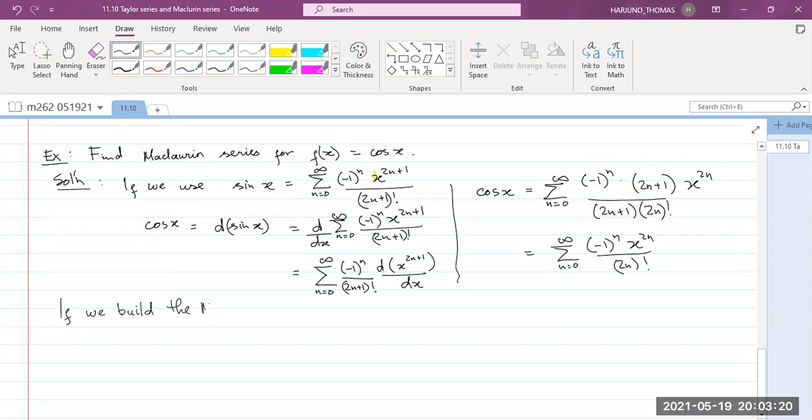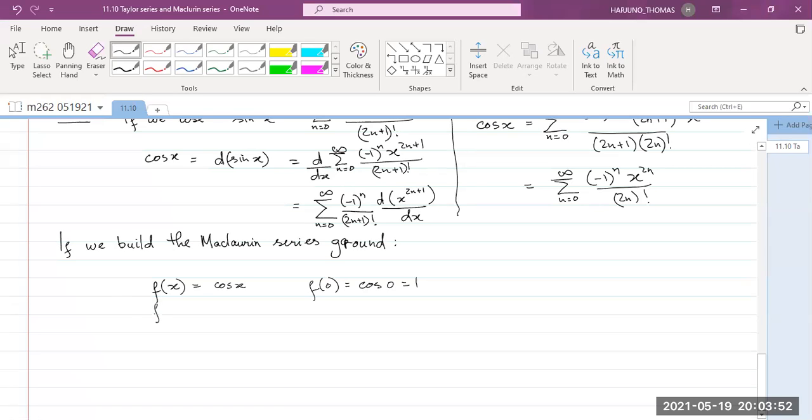the Maclaurin series from the ground up, from the very bottom, then we can do it this way. We start with f(x) equals cosine x, right? Now find f(0). f(0) is cosine 0, that's 1. Then do the derivative. That's negative sine x. f prime of 0 is negative sine 0, that's 0.